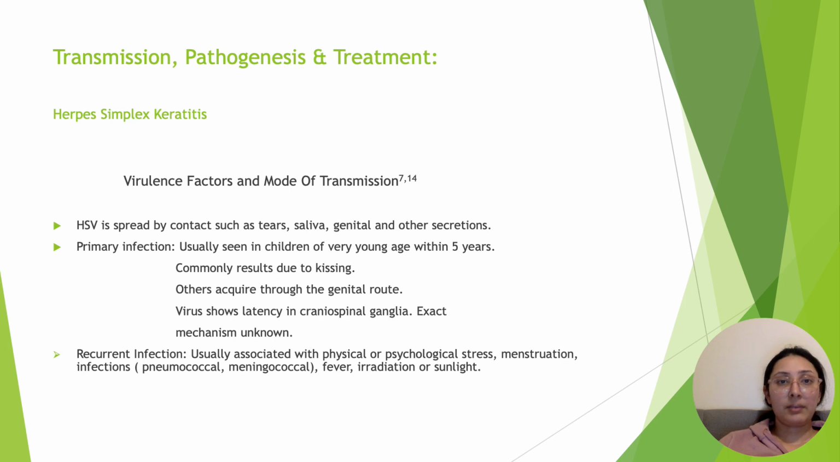So in terms of herpes simplex keratitis, talking about the virulence factors and mode of transmission, the disease is spread by tears, saliva, or genital secretions. There could be a primary infection, which is usually seen in children, and a recurrent infection, which is usually associated with physical or psychological stress or other factors which lower immunity, and the virus becomes latent after the primary infection.